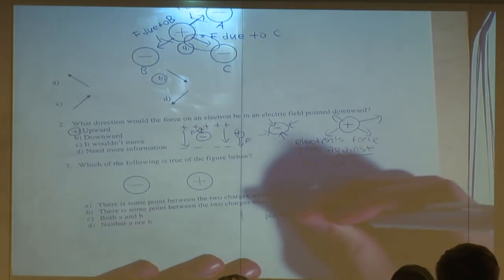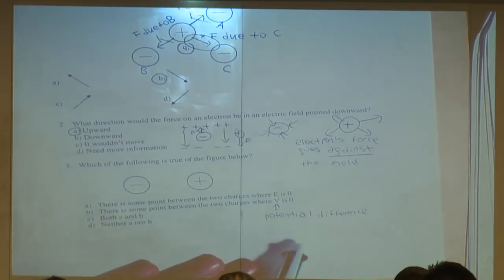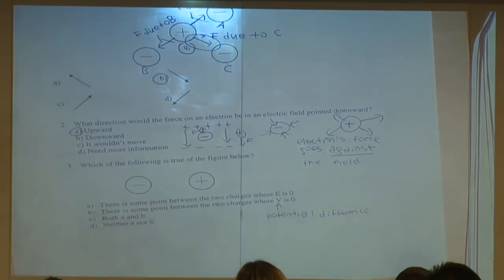Potential difference. So that's what V is, and then both A or B or neither A or B.